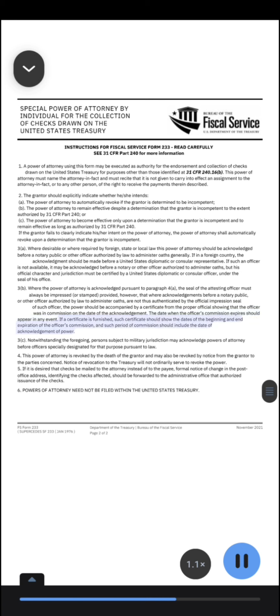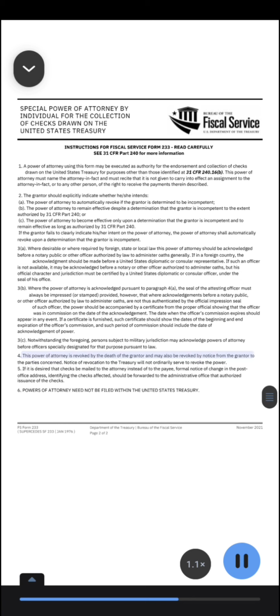The date when the officer's commission expires should appear in any event. If a certificate is furnished, such certificate should show the dates of the beginning and expiration of the officer's commission, and such period of commission should include the date of acknowledgement of power. 3c. Notwithstanding the foregoing, persons subject to military jurisdiction may acknowledge powers of attorney before officers specially designated for that purpose pursuant to law.